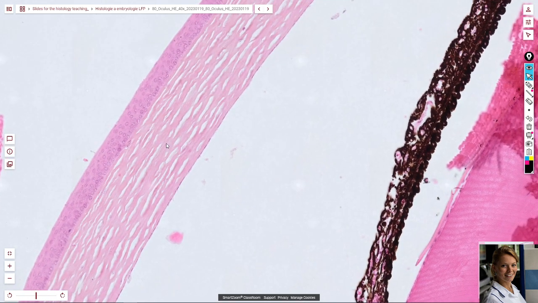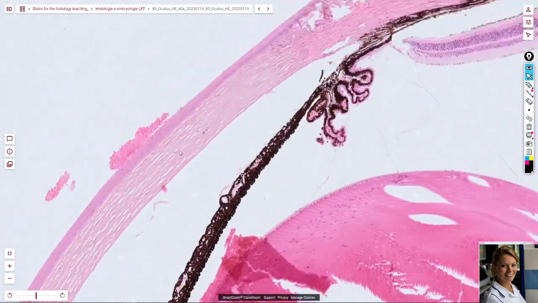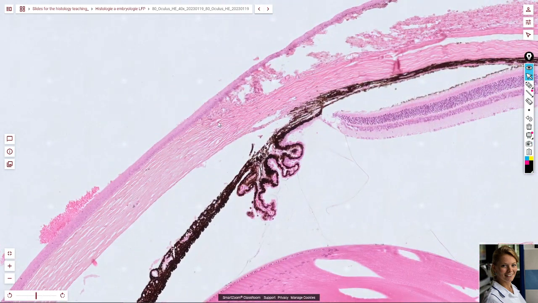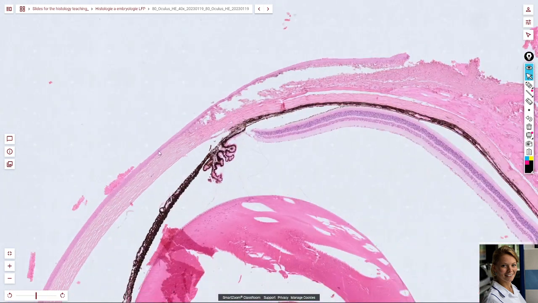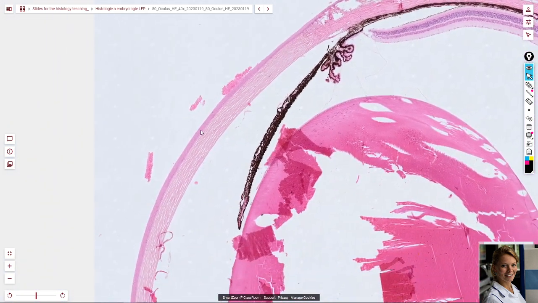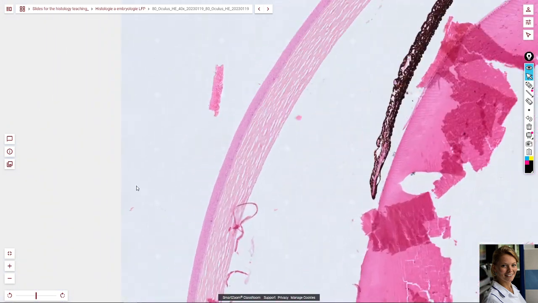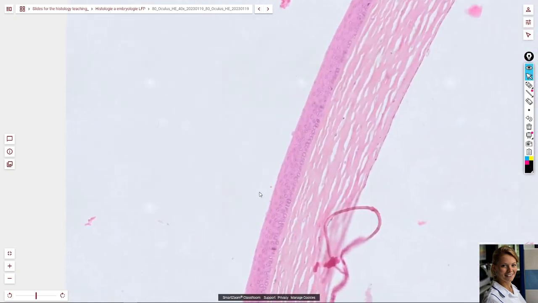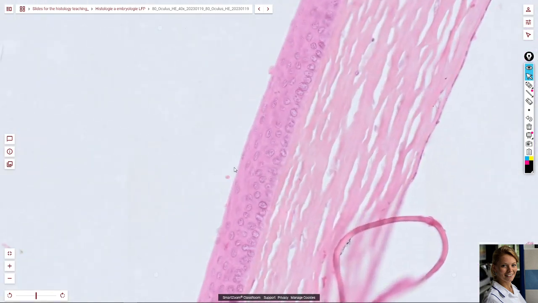Transition between sclera and cornea is called limbus. It's here. This is transition between cornea and sclera. Anterior epithelium is a non-keratinized stratified squamous epithelium here.